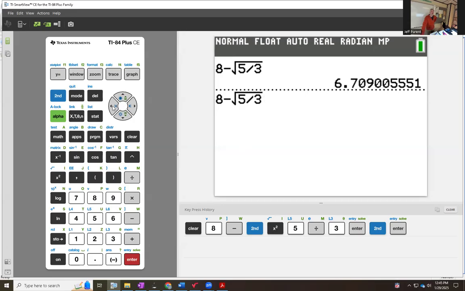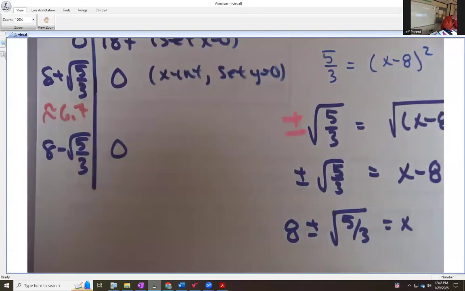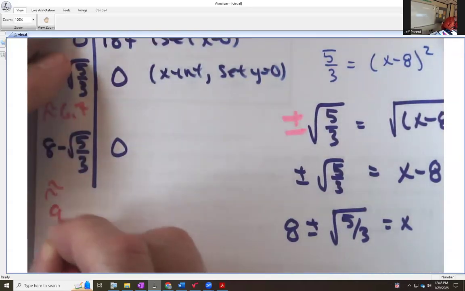And what do we got to do? Change it to plus. Yeah, just got to go back and change it to a plus. So, a little quick trick there. Nothing big. So the second one's about 9.3. All right, so about 9.3.